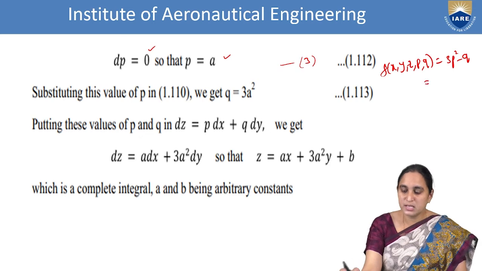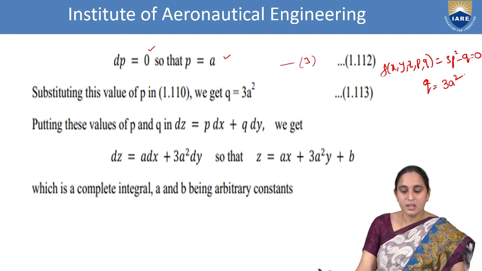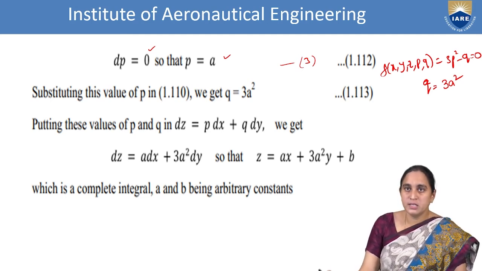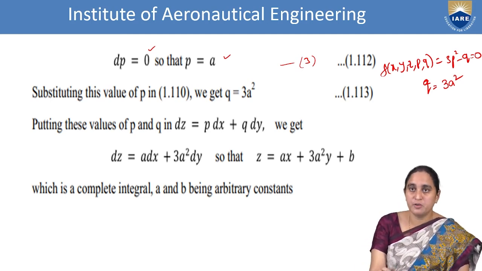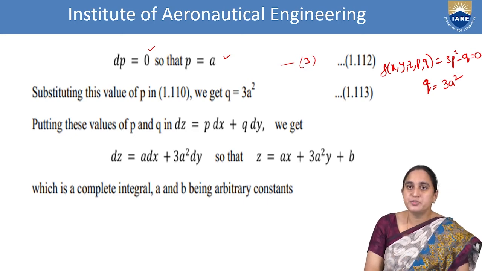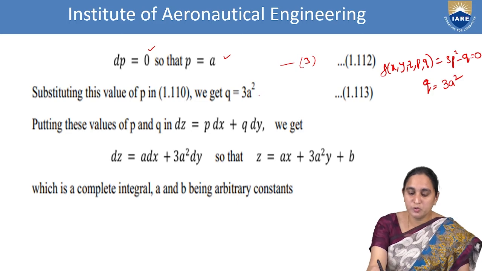Then substitute here. We got q is equal to what? Equating this with 0, q is equal to 3a square. From the auxiliary equation we got the p value, and after substituting the p value in the given function, we got the q value. Okay, these are p and q.